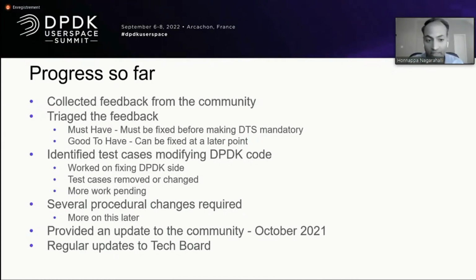That's a must-have for us. We want to make sure that test cases don't touch DPDK code. They use existing DPDK APIs to do whatever they want to do. So those are certain examples of must-haves and good-to-have. Again, the documents that we have clearly mark that feedback into these two categories.